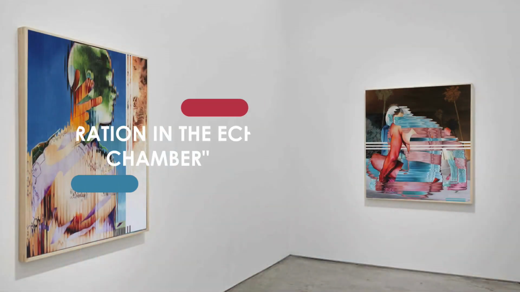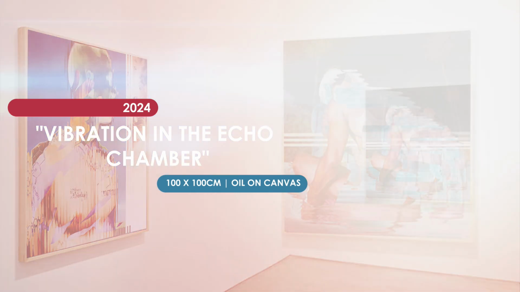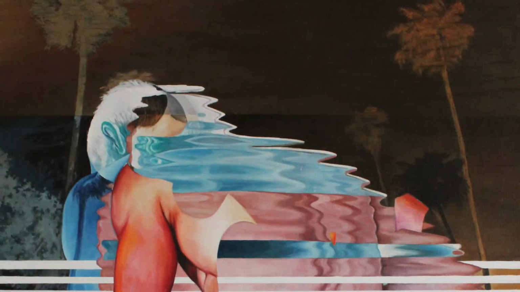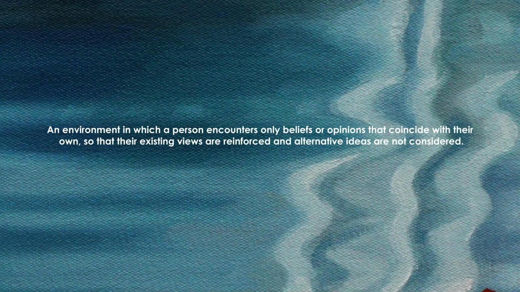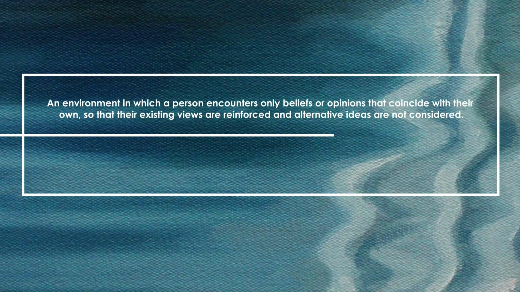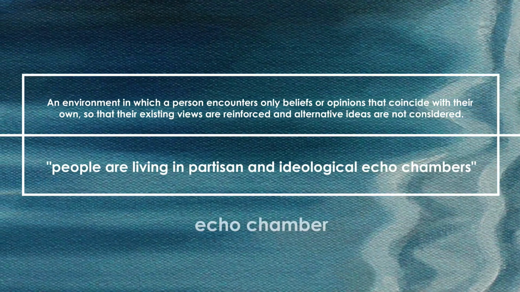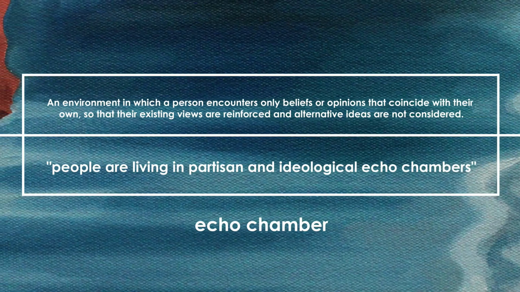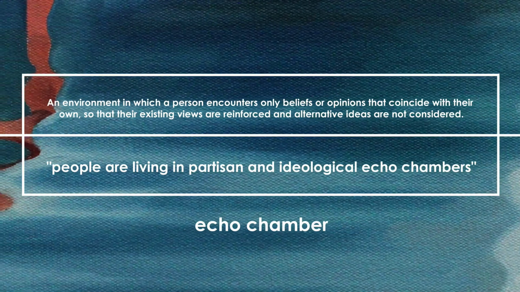When interpreting the work, it is worth considering the title in our thoughts. Eksteen shows a large tree-filled landscape in the distance. Thus, he might be referring to an echo chamber in a more sociological manner. The type of environment in which a person encounters only beliefs or opinions that coincide with their own, where their existing views are reinforced and never confronted with alternative ideas or beliefs to consider.